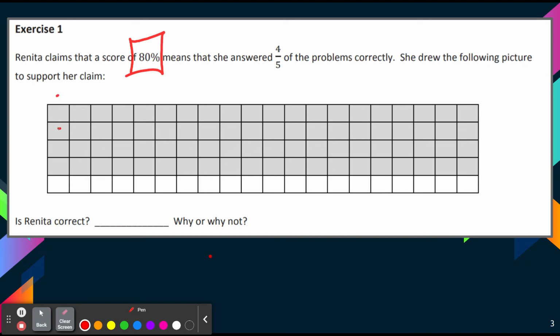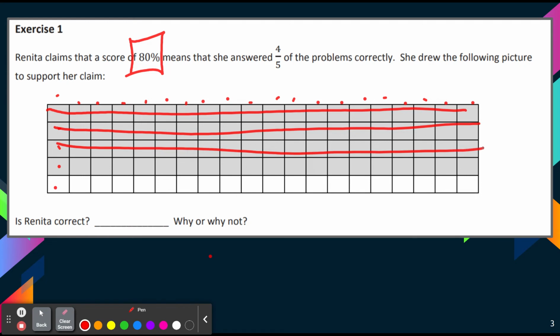So here's 1, 2, 3, 4, 5. So I know that I have 5 rows. And 1, 2, 3, 4, 5, 6, 7, 8, 9, 10, 11, 12, 13, 14, 15, 16, 17, 18, 19, 20 columns. So yes, 5 times 20 is 100. So I know I'm working with 100. And I can count these up and think 20, 40, 60, 80. So yes, I know that that means that 80% is shaded.